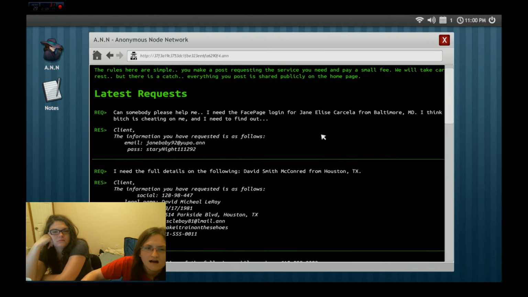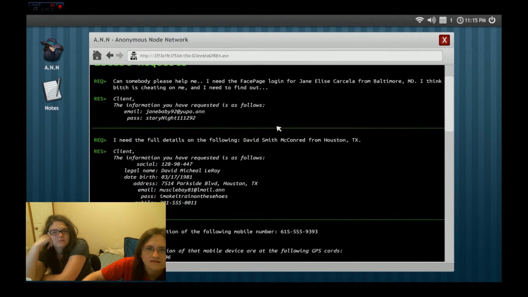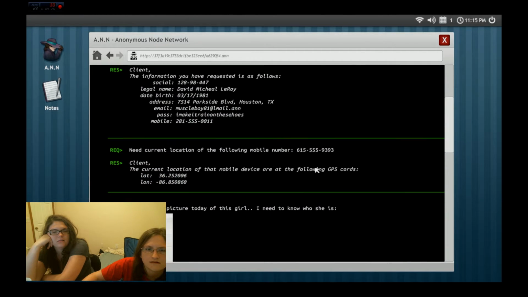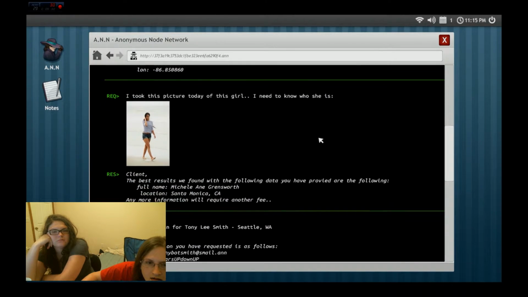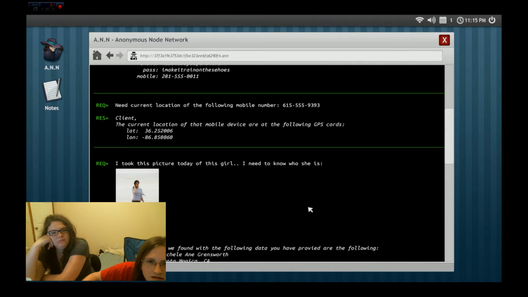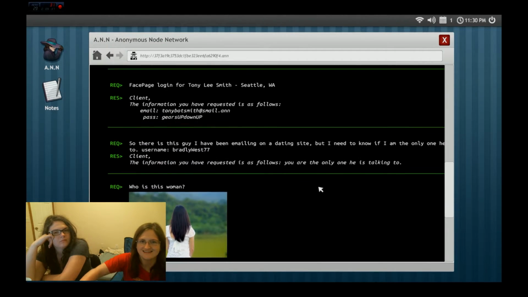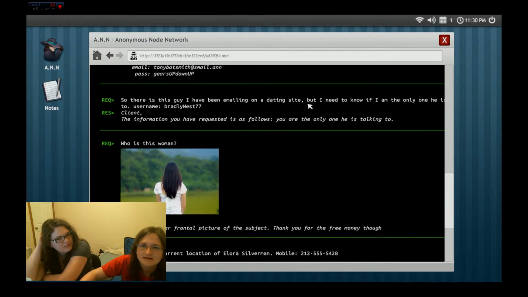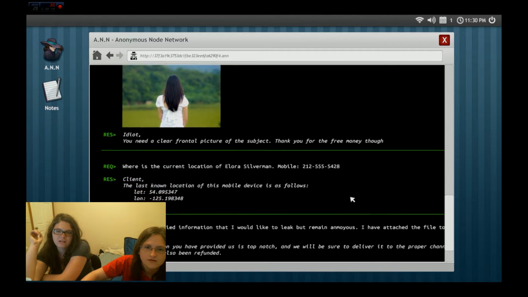The login. The information you requested is as follows. I need the full details on the following. So they're just seeking stuff. Current location, following them. I don't know who she is. How about I miss anything up here? No, they're just looking for stuff. Man, wouldn't that be nice? I need the Facebook login for Kaylee Dobbins. You know my login. What are you talking about? Yeah, it's a dating site. Okay, this is all bull.